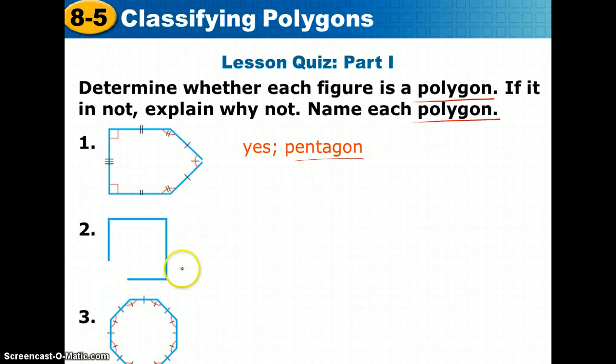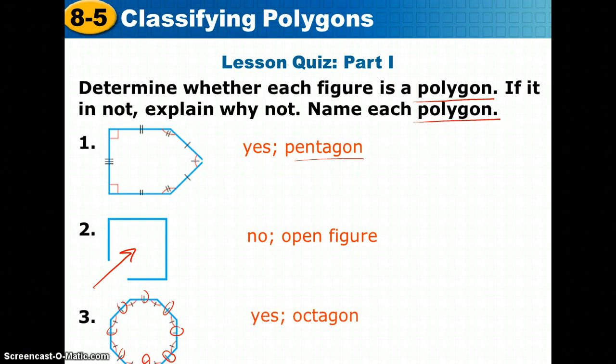Let's look at number 2. Is that a polygon? No, I can get into it, so it cannot be a polygon. Number 3. All of the sides are the same. And it looks like all of my angles are the same. Let's count our sides. 1, 2, 3, 4, 5, 6. There's one there. It's hard to see. 7, 8. So what do you think that is? Yes, it is an octagon.